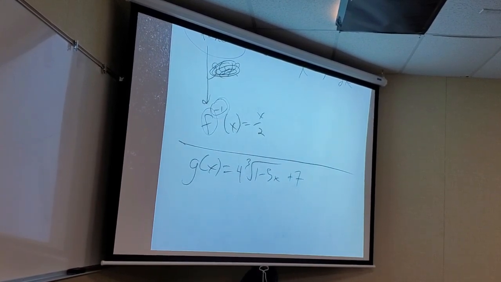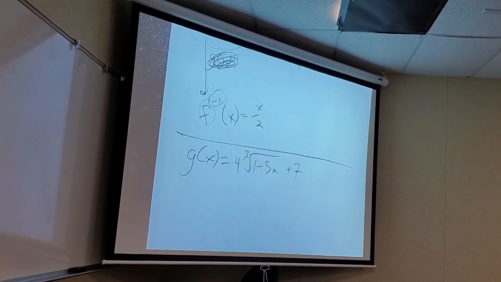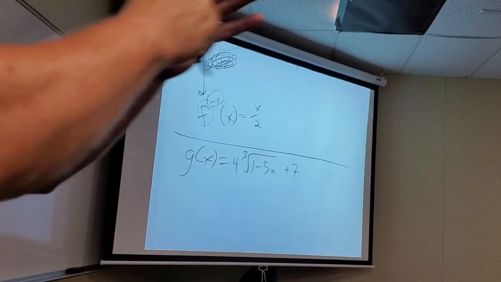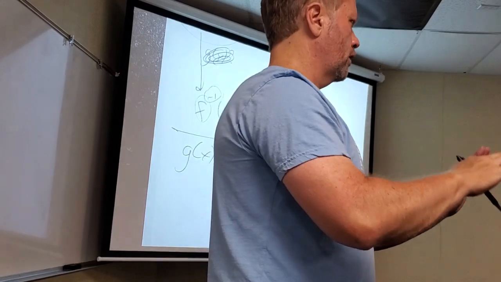You agree with me? Now let me ask you this though. What does our current function do? Give me one thing it does. And I'll start us off. It adds 7. You guys agree with me? So shouldn't our inverse function subtract 7 somewhere?